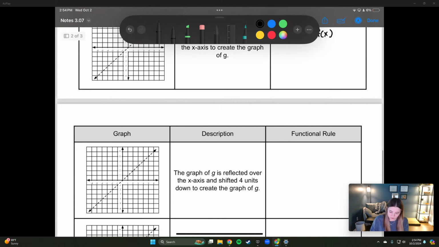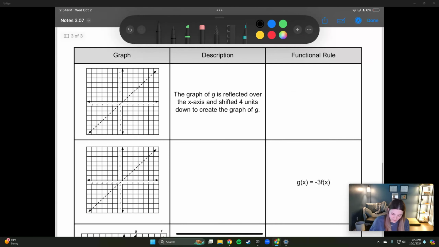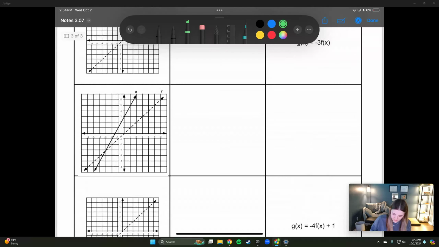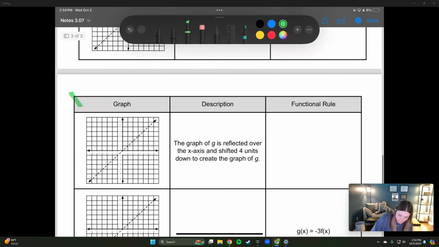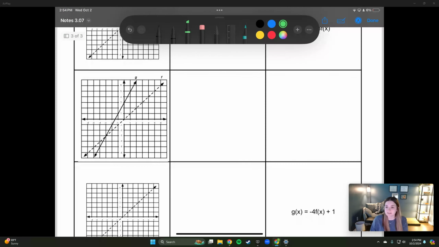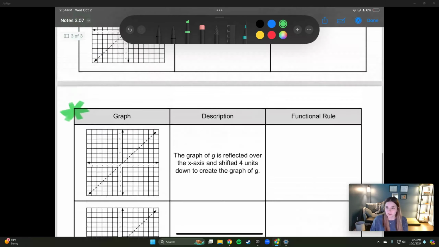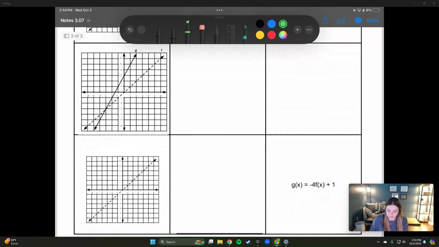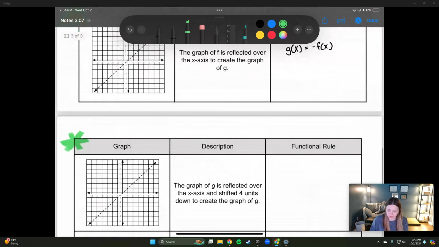All right, and then you are going to try this last page by yourself. You're going to put together all the things we just talked about, and you are going to try this back page on your own. Remember, you are going to put this in your Algebra 1 folder. I will be checking those, making sure you have them, and put them in the gradebook for you, okay?